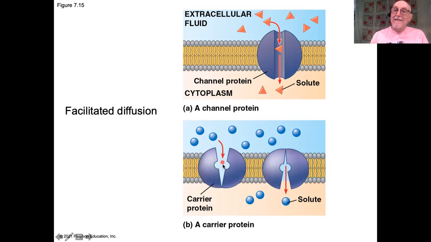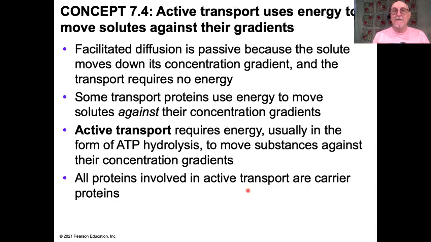And when that binding takes place, the shape of the protein changes. So they open on one side, they bind, they change shape, and they spit out the substance on the other side. But all of this activity is driven by the diffusive pressure. It's driven by the need to equalize the concentration on one side and the other. There is no additional energy required. As long as there is a diffusive pressure, the protein will carry on moving the ion from one side to the other. So that's facilitated diffusion.